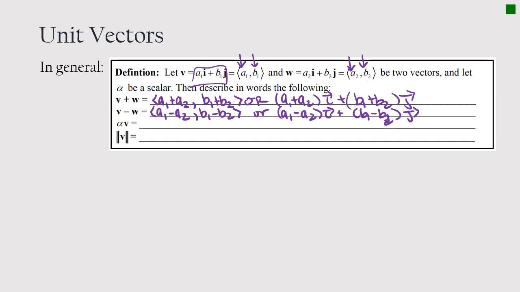If we're multiplying by a scalar, so if I took a scalar and multiplied it to vector v, all that does is you just move that number inside. So it's going to be 3 times a1 and 3 times b1. And then to find the magnitude, it's taking the square root of a1 squared plus b1 squared. So you take the horizontal component, square that, plus the vertical component, square that, and then you find the square root of that.